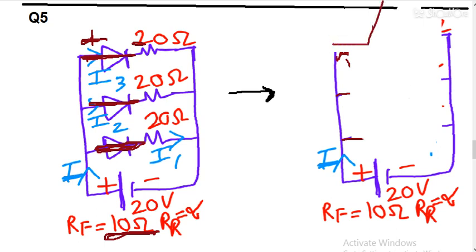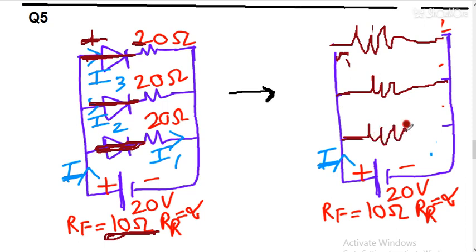So three resistances. This one will be the first resistance, and this one will be the second one, and this one will be the third one. So what will I get? I will get three resistances of 30 ohm each. So 30, 30 and 30.